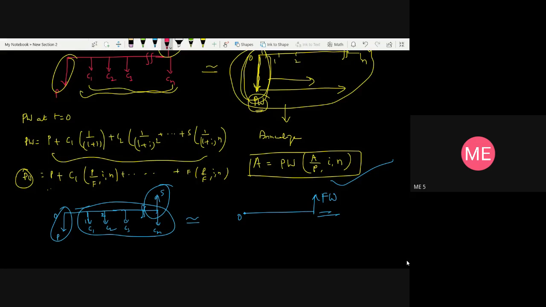After finding the future worth, with the same equation, since this is cost dominated, the future worth is equal to P into 1 plus I whole to the power of n, plus C1 into 1 plus I whole to the power of n minus 1, and so on, minus S, plus Cn, because Cn is multiplied by 1 plus I whole to the power of 0, so it becomes 1 only. So minus S plus Cn is the future worth calculation.